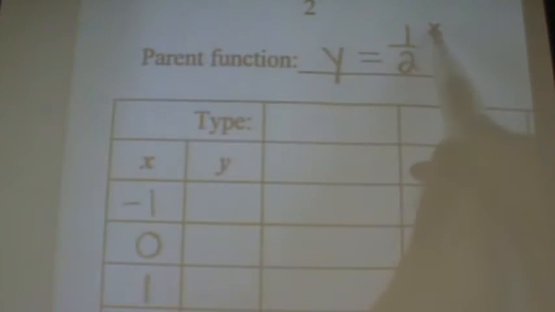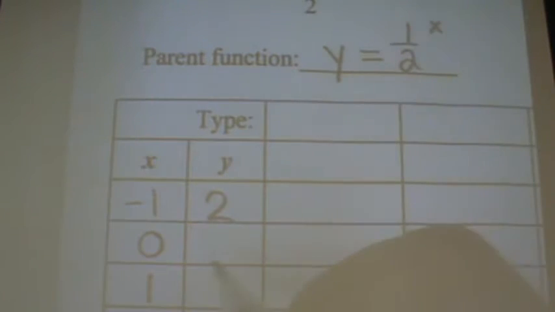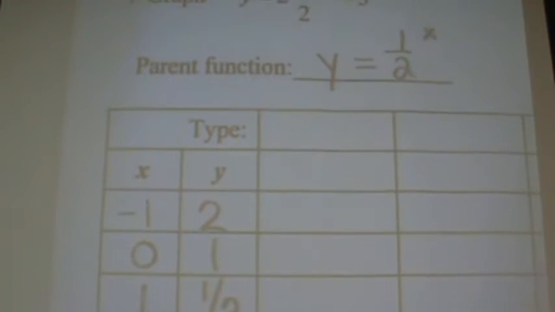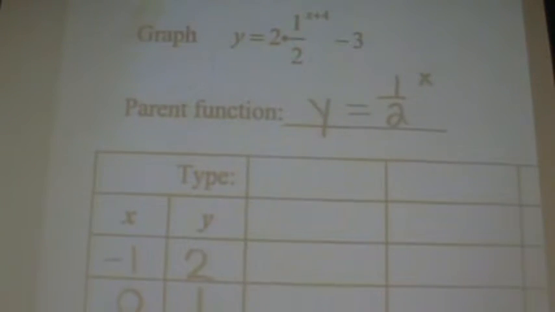If I put a -1 here, what is 1/2 to the -1 power? 2. Yep. If I put a 0 here, 1, then 1/2 and 1/4. So what's my first transformation?